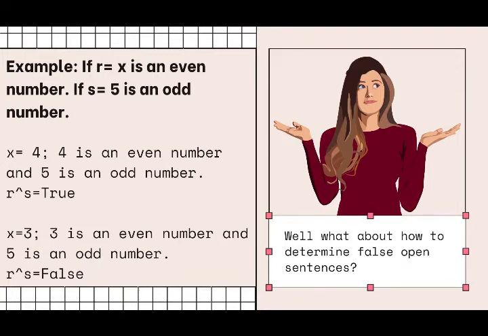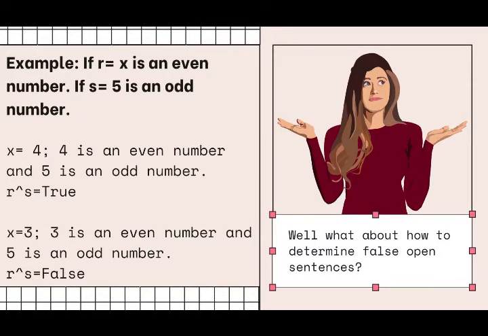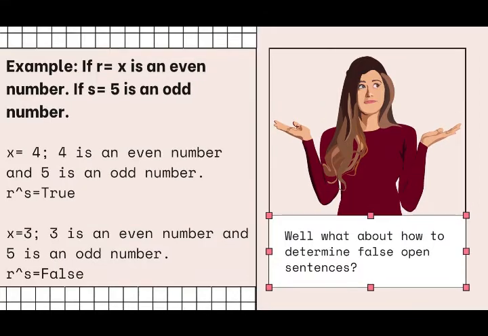Now, let's see here. In this presentation, we have an example. If R is equal to X is an even number, and if S is equal to 5 is an odd number, well, we surely don't know what the value of X is. So what we will do is give X a number. So if X is equal to 4, then the statement is true because 4 is an even number and 5 is an odd number. So which means R and S are true.